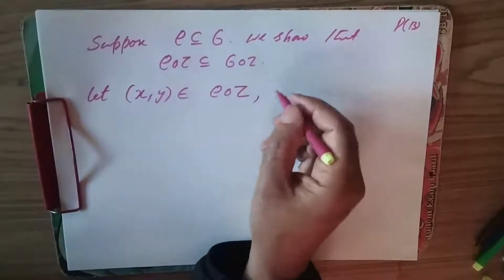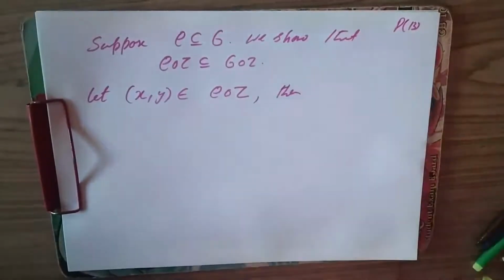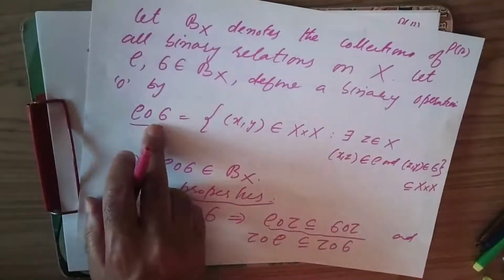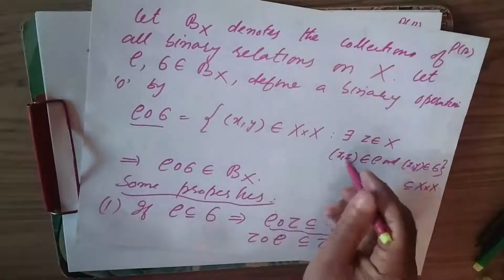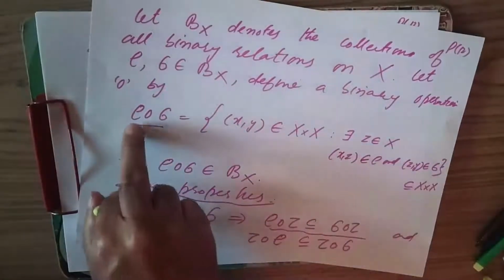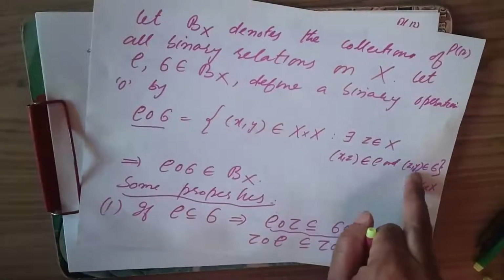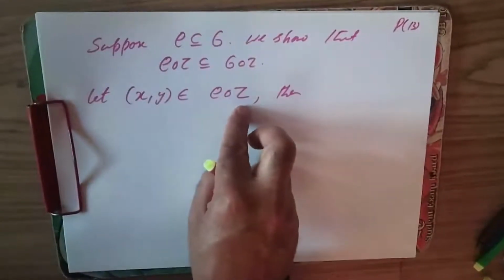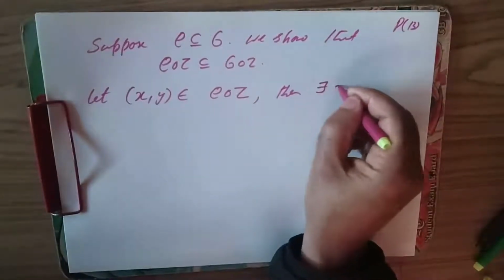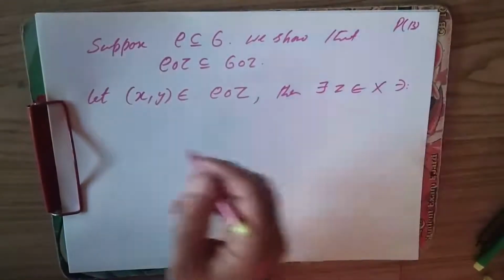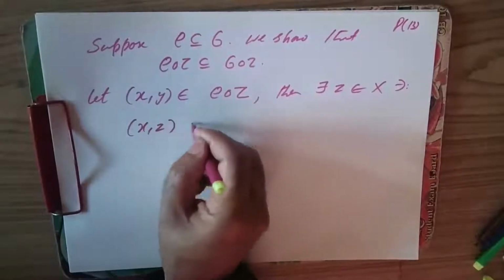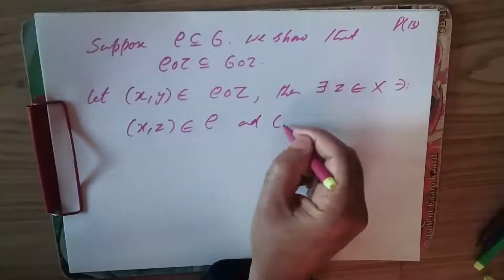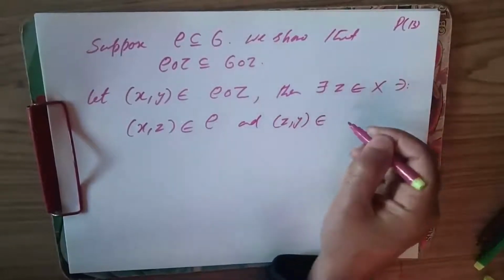Then by definition of the composition, whenever (x, y) is in rho composition tau, there should exist z in X such that the first ordered pair (x, z) is in rho, and the second ordered pair (z, y) is in tau. So there exists z in X such that (x, z) is in the first binary relation, and the second one (z, y) is in the second.